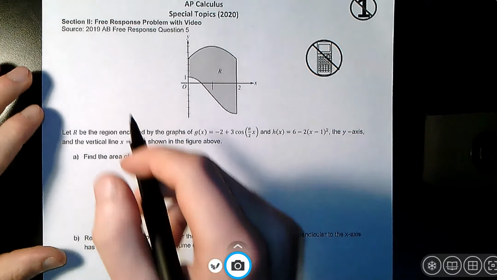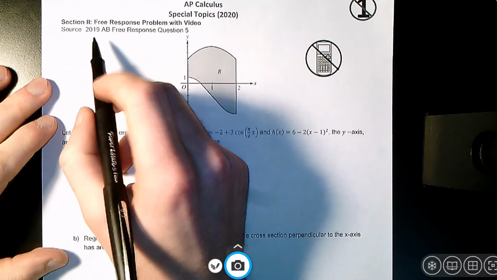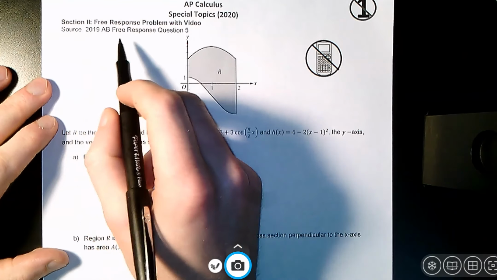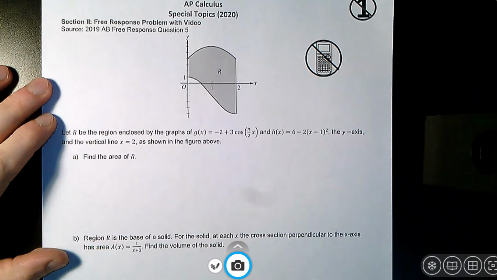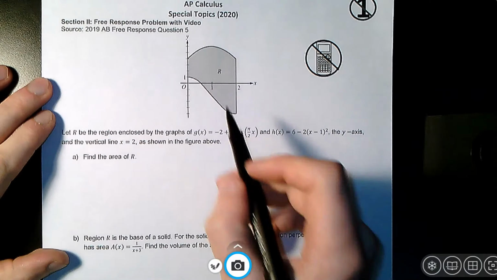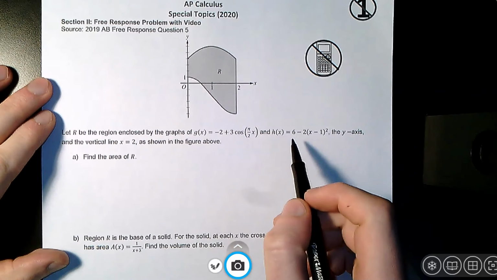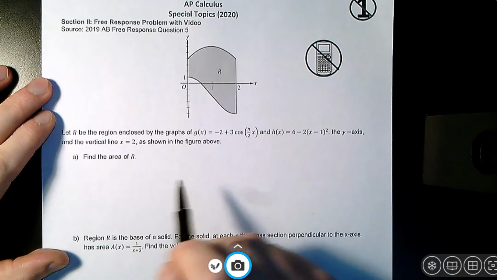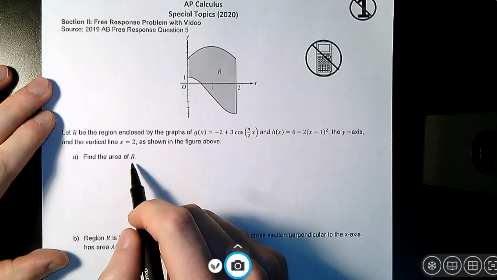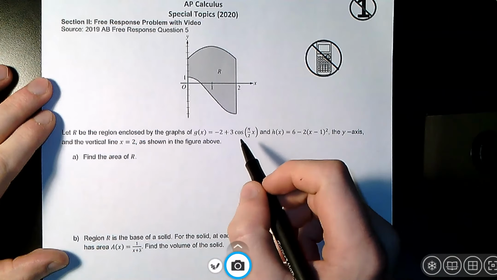In this video, we're going to see the solution and scoring guidelines for 2019 AB Free Response question number 5. In this question, we are given this region R right here, as well as two functions, and we need to find the area of region R. So first of all, I've got to figure out which function is which.